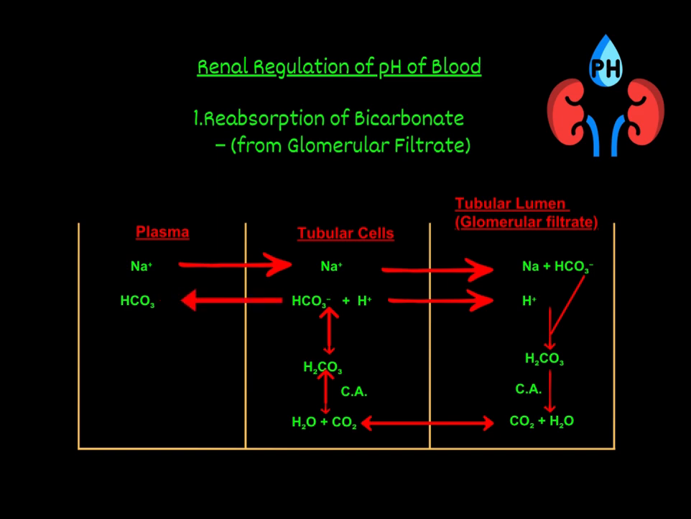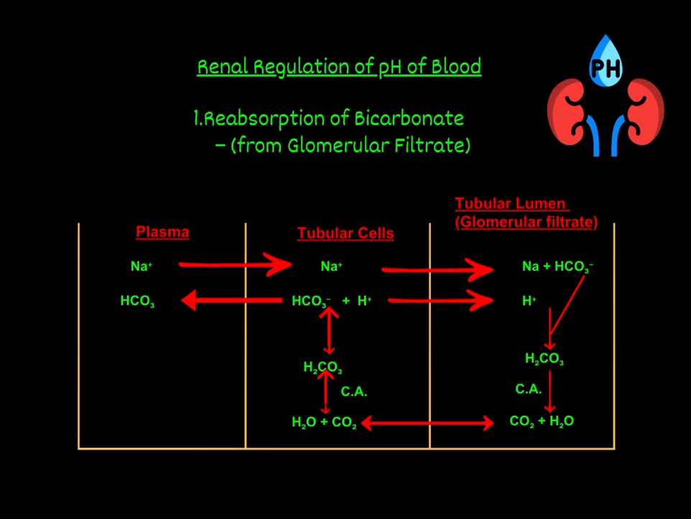Mechanism 1, bicarbonate reabsorption. The kidneys filter about 4,000 milliequivalents of bicarbonate daily, and they reabsorb nearly all of it, about 80 to 90%, in the proximal tubule. Here's how it works. Filtered bicarbonate in the tubular lumen combines with hydrogen ions secreted by tubular cells to form carbonic acid. The enzyme carbonic anhydrase, present in the tubular cells and brush border, converts carbonic acid into carbon dioxide and water. Carbon dioxide diffuses into the tubular cell, where carbonic anhydrase reverses the reaction, forming carbonic acid, which dissociates into hydrogen ion and bicarbonate.